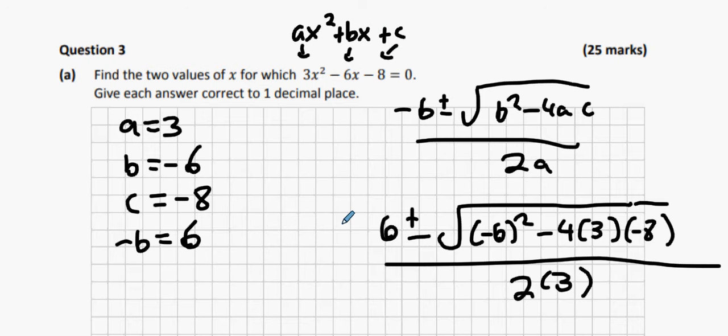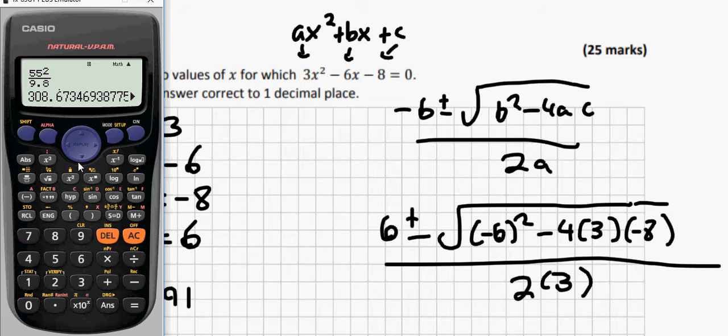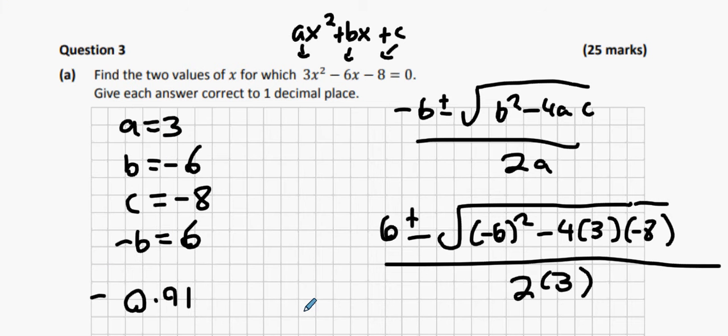Anybody got any answers out for this yet? Press the change button. 0.91. Any other answers for the minus? Minus 0.91. Yeah. And what's the other one then? Plus 2.9. Okay guys, we got both answers there. If you input everything correctly, we're good to go. It's a minus b formula. Take care of it, okay?